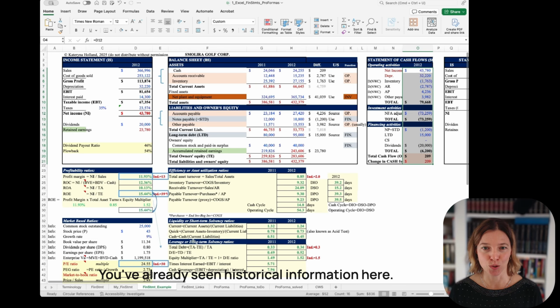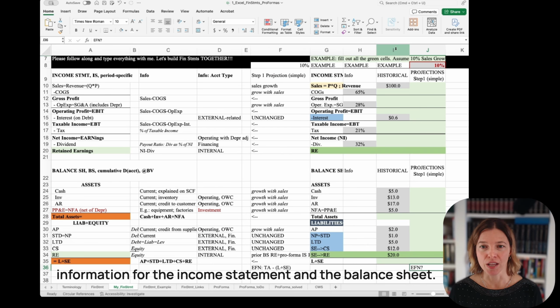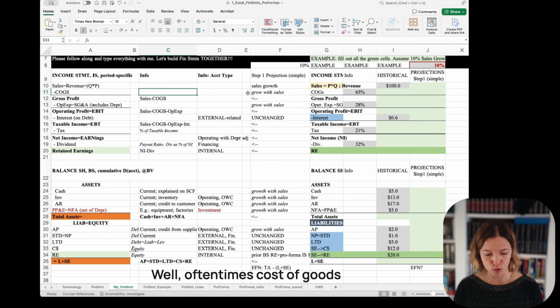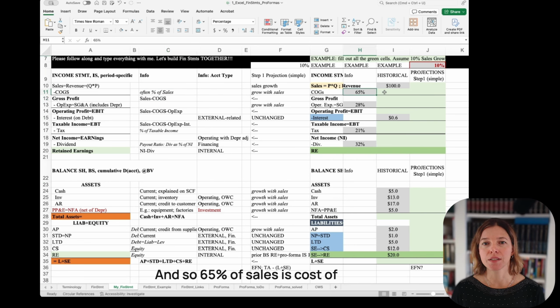You've already seen historical information here. You're going to come up with your own historical information for the income statement and the balance sheet. I'm telling you that cost of goods sold is 65%. What? Well, oftentimes cost of goods sold is given as a percent of sales. And so 65% of sales is cost of goods sold. So this should be $65.